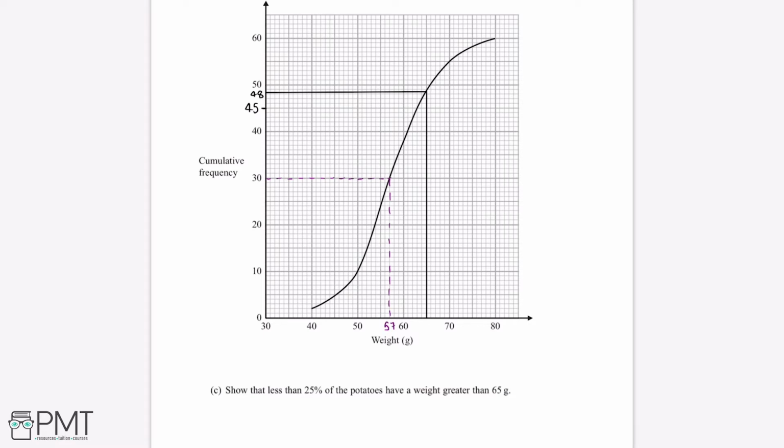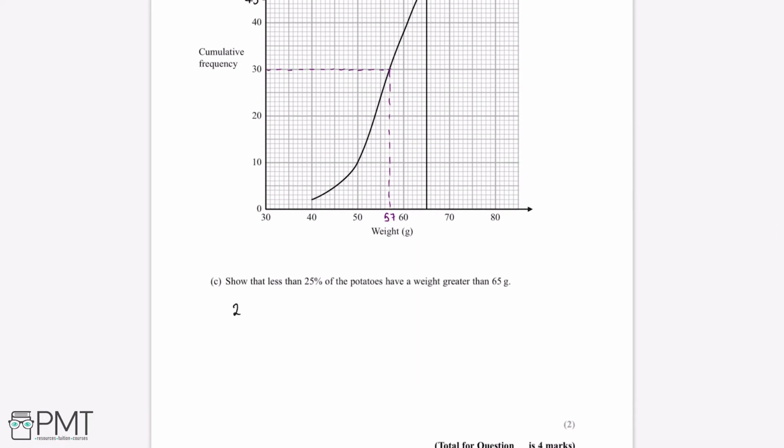So the final thing we'll need to do for this question, in order to get the mark, is write a statement on why there are less than 25% of potatoes with a weight greater than 65 grams. So we can write that 25% of the potatoes would be 15 potatoes. However, only 12 have a weight greater than 65 grams.